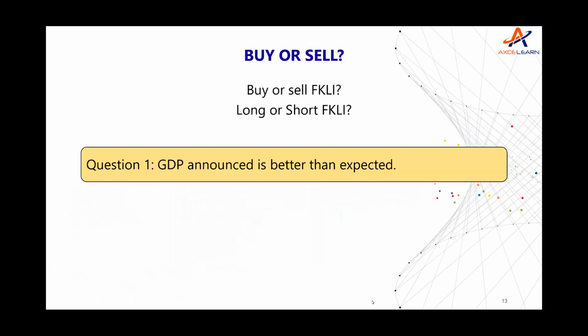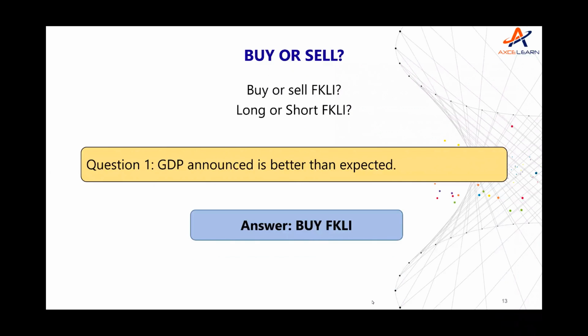Now, just to test you, again, this is whatever we already discussed during webinar 1. If the GDP announcement is better than expected, do you buy or sell FKLI? I believe the majority of you already know the answer, because GDP announced better than expected means the economy is expected to be doing well. So if the economy is expected to do well, the market is expected to go higher. If the market is expected to go higher, what should you do? You buy first. So the answer is buy FKLI.